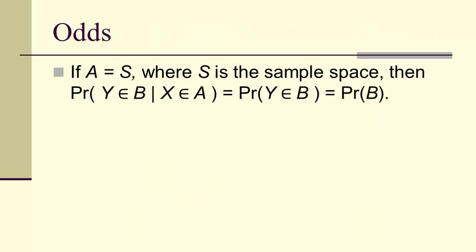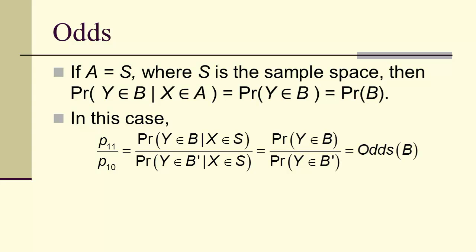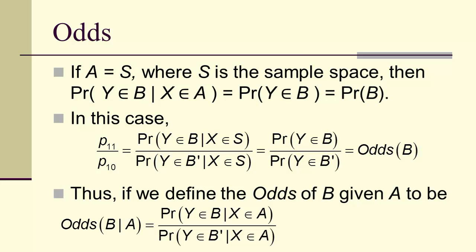So if A is the entire sample space, then the probability that y is in B given that x is in A is just the probability that y is in B, which is just the probability of B. And in this case, the ratio P11 to P10, when A was the entire sample space, would just be the probability of B over the probability of B prime, and that's the odds of B. So if we define the odds of B given A to be this ratio of the probability of y in B given that x is in A over the probability that y is in B prime given that x is in A, then P11 over P10 is the odds of B given A.